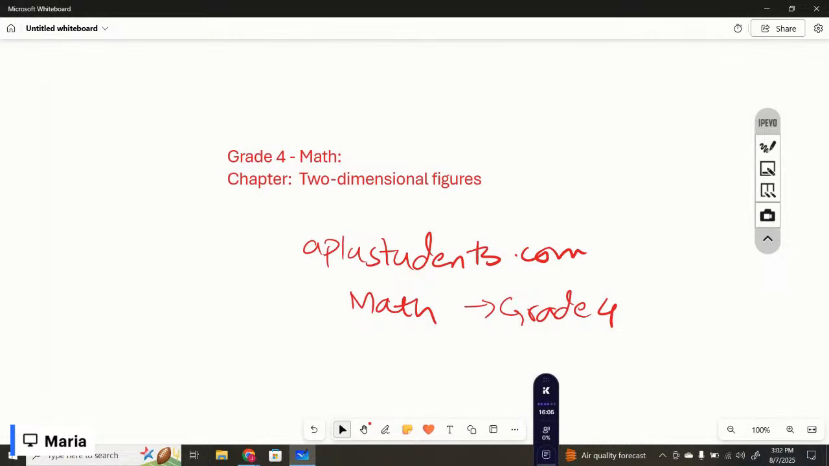Here I am on grade 4 math. You can find all the lessons on aplusstudents.com. You have to log in there using your email address and the password provided. Then you have to select math from the subject tab, scroll down to grade 4 math, and then click on view all lessons.